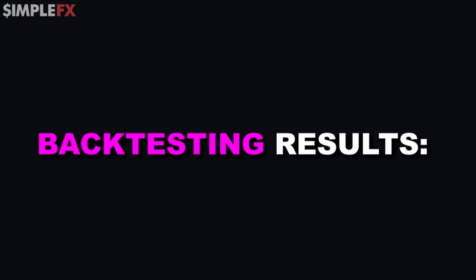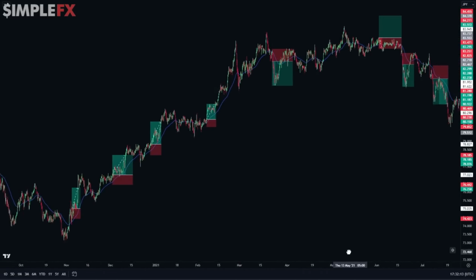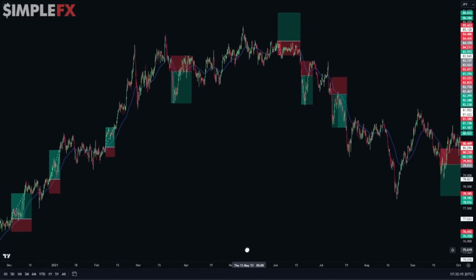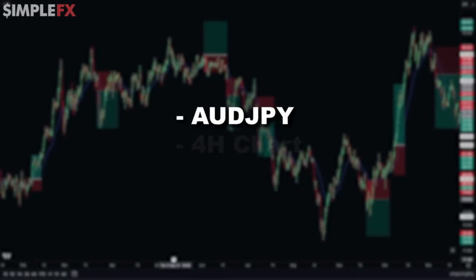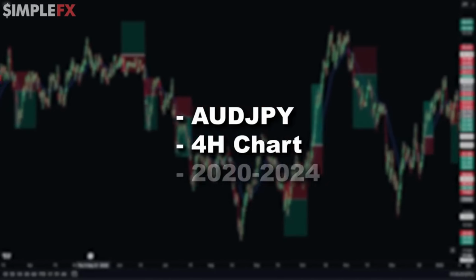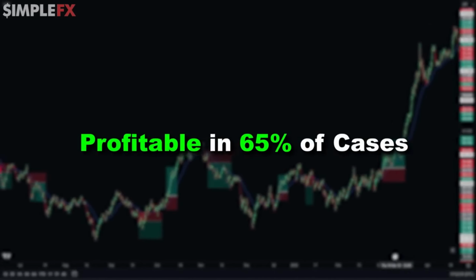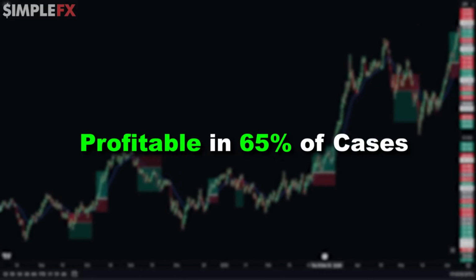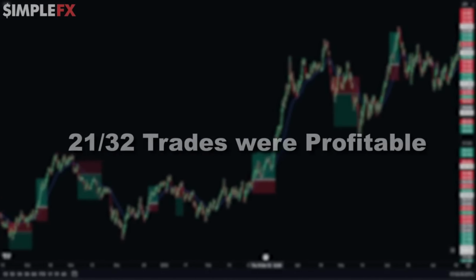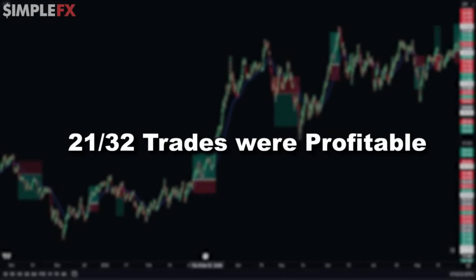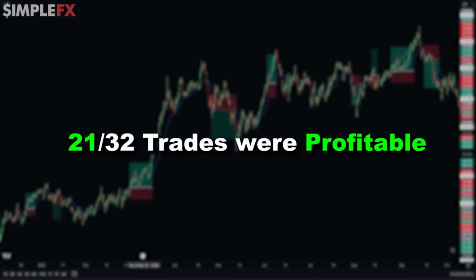Now it's important that I show you the backtesting results of the strategy. As you can see here, this is every single setup of this strategy that has occurred on the Japanese yen chart from 2020 to 2024. And the results: the trade was profitable 65% of the time, and that's a really good average. In that timeline, I used this strategy a total of 32 times, and 21 out of 32 trades were profitable.